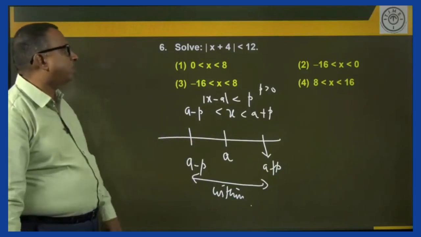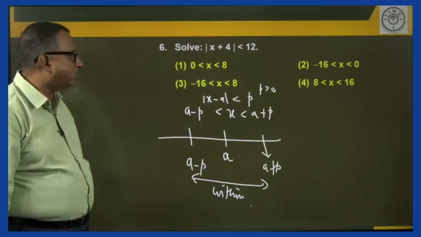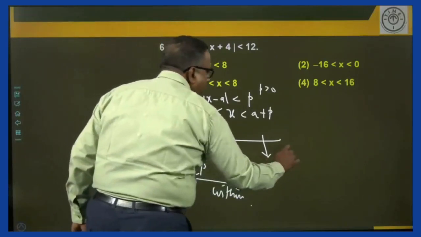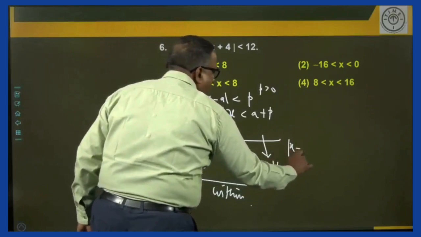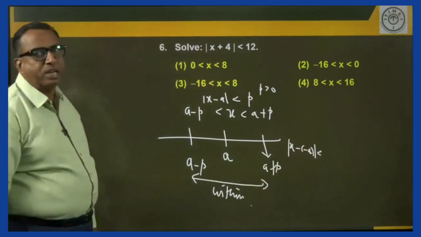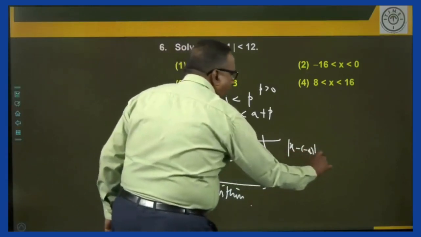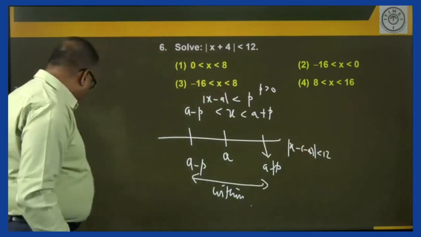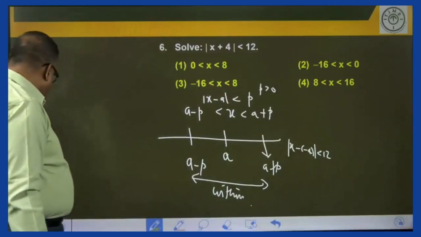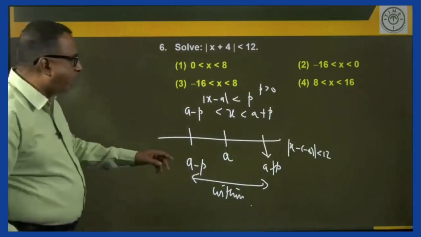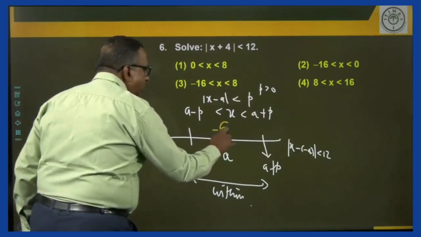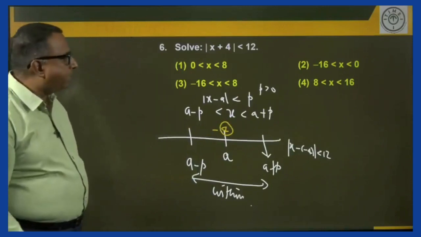If we have this clarity, we can do this problem easily. Now we have mod x plus 4. You can write it as mod x minus of minus 4 less than 12. Here I'll change to yellow color. I think yellow color is working better. Look, what is a now? A is minus of negative 4. Let's take negative 4 in the place of a. What is p? P is 12.